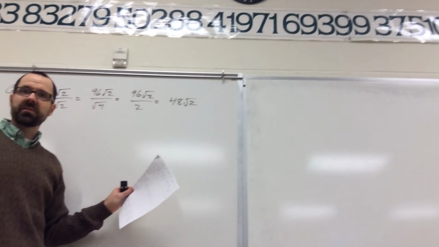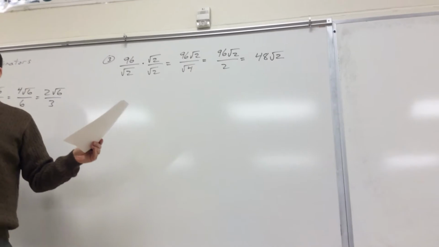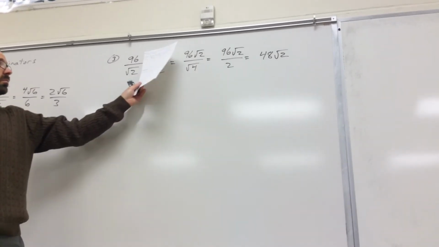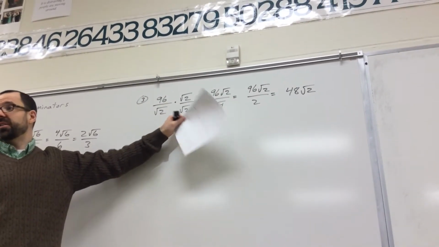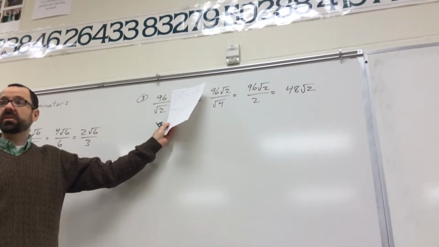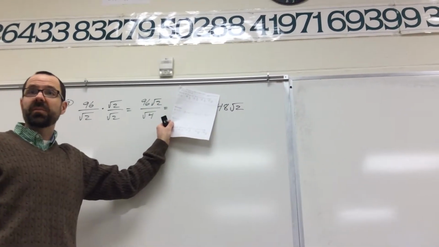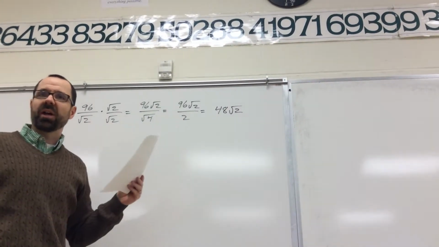Did you get the same thing? You should have, because remember, we didn't change the number. We multiplied by 1, so we didn't change it. It just looks different, but it's the same value. So 96 divided by the square root of 2 is the same thing as 48 times the square root of 2. Same number, just written in a different way.